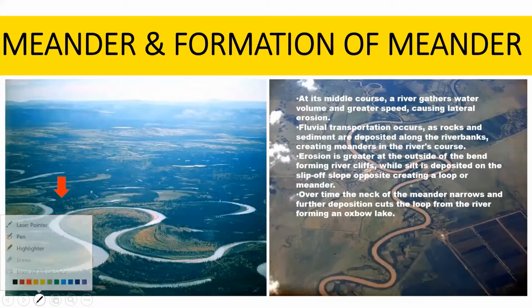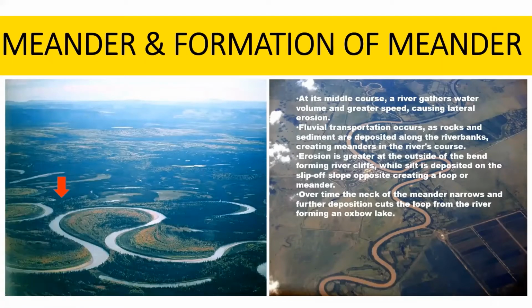Let's see what a meander is and how a meander is formed. As a river flows towards lower land, the gradient of the land gets less steep. This causes the water to move much more slowly. So there is less vertical erosion and the river begins to flow in bends rather than a straight line. These bends are called meanders.